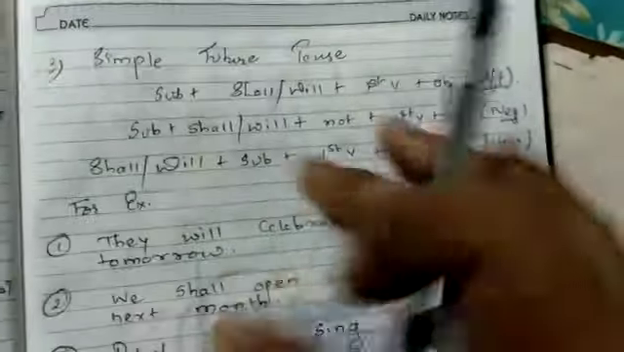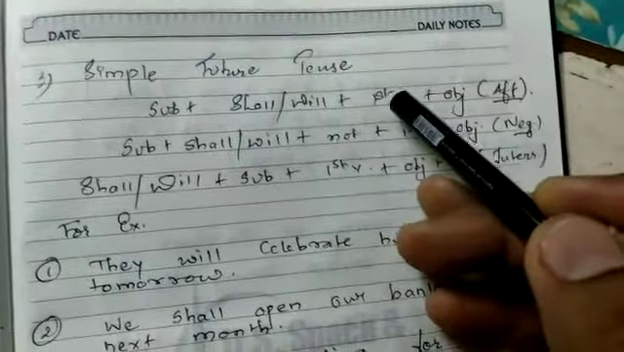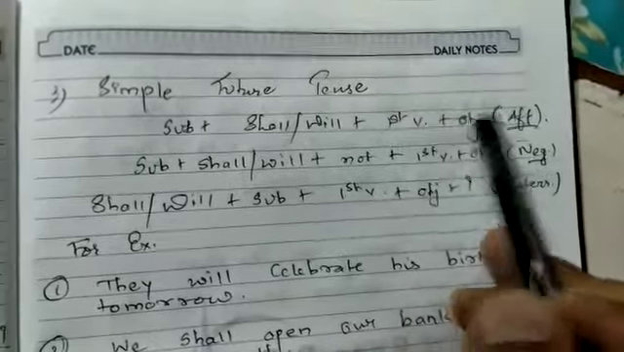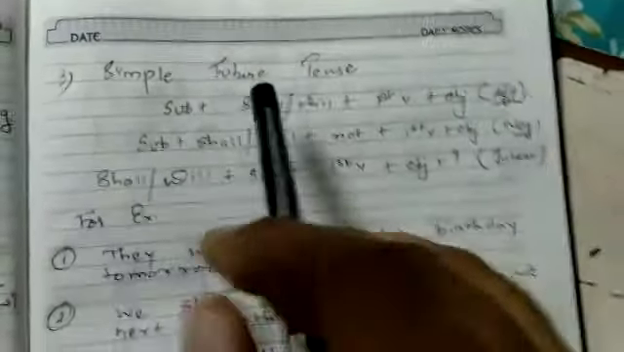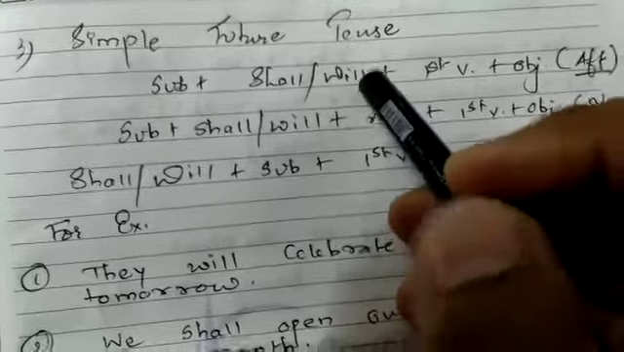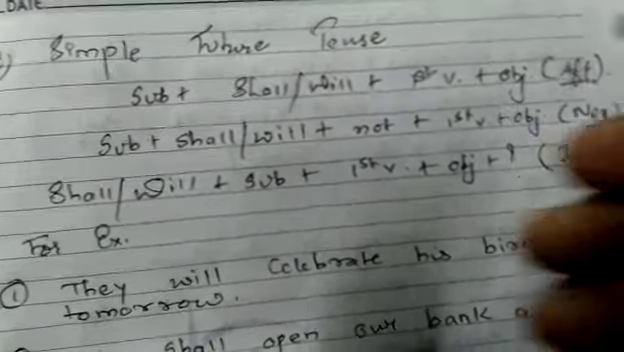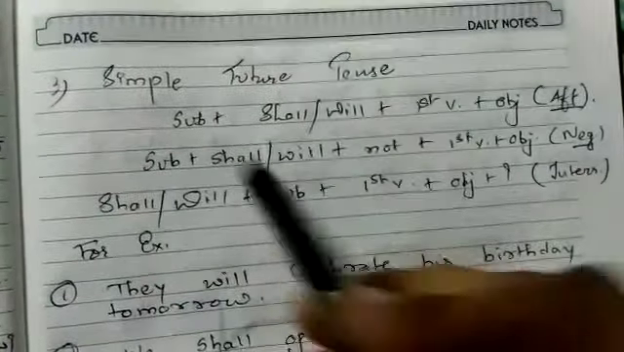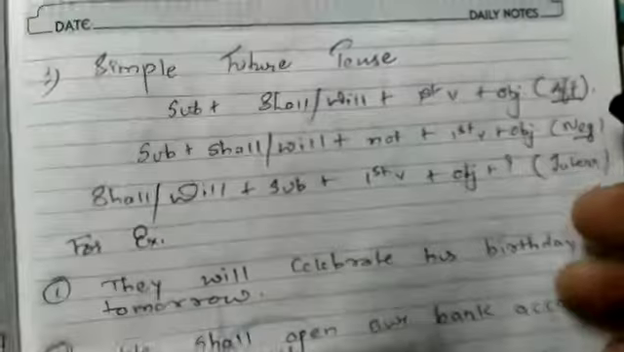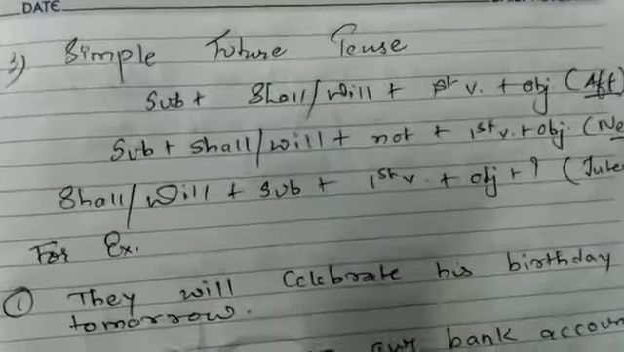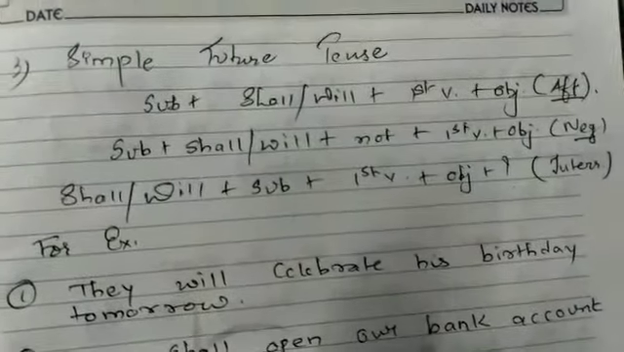First of all, we'll see what is the structure arrangement of simple future tense. That is subject plus shall/will plus first verb plus object. You may ask, what is the difference between shall and will? Shall, usually you keep it with first person singular and plural because it shows surety, and will with other persons shows determination. So this is the basic difference, or you may say basic bifurcation, of shall and will with reference to the subject or persons, first, second, third person.